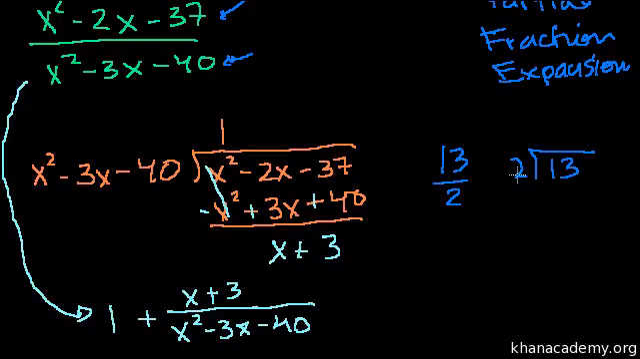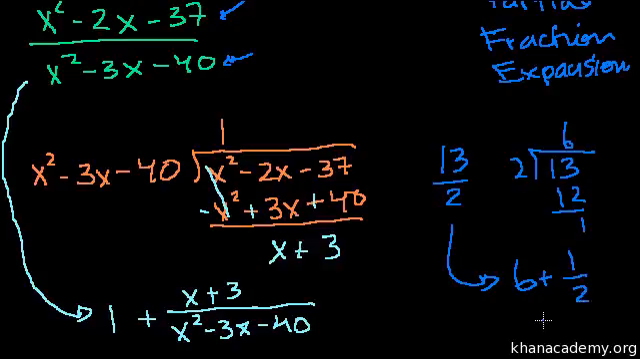2 goes into 13 six times. 6 times 2 is 12. You subtract that from that, you get a remainder of 1. 2 doesn't go into 1, so that's just the remainder. So if you wanted to rewrite this, it would be the number of times the denominator goes into the numerator, that's 6, plus the remainder over the denominator, plus 1 over 2. And when you did it in elementary school, you would just write 6.5, but 6.5 is the same thing as 6 plus 1/2. And that's exactly the same thing we did here. The denominator went into the numerator 1 time, and then there was a remainder of x plus 3 left over, so it's 1 plus x plus 3 over this expression.